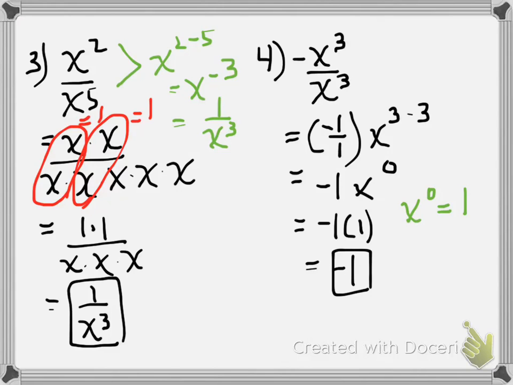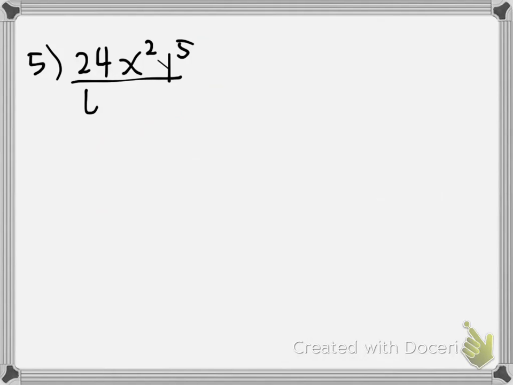Okay? All righty. Let's keep moving on. We're going to keep using our rules. So let's see, we're on number 5. So we'll use our rule for dividing monomials. 24x squared y to the 5th divided by 6x to the 7th y.